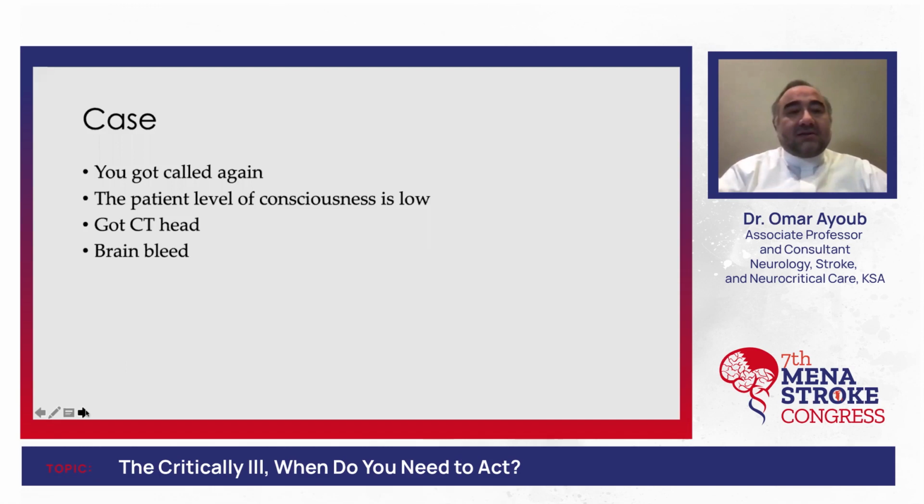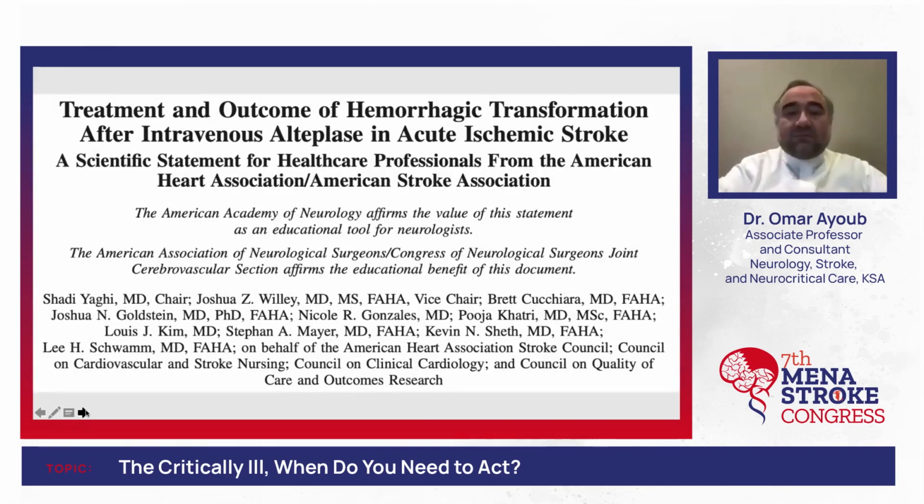Now back to the case, and you got called again. The patient's level of consciousness became low. You got to see the brain, and you find that the patient had an intracranial bleed. And this is one of the important papers that looked at the treatment and outcome of hemorrhagic transformation after intravenous TPA in patients who had acute ischemic stroke.